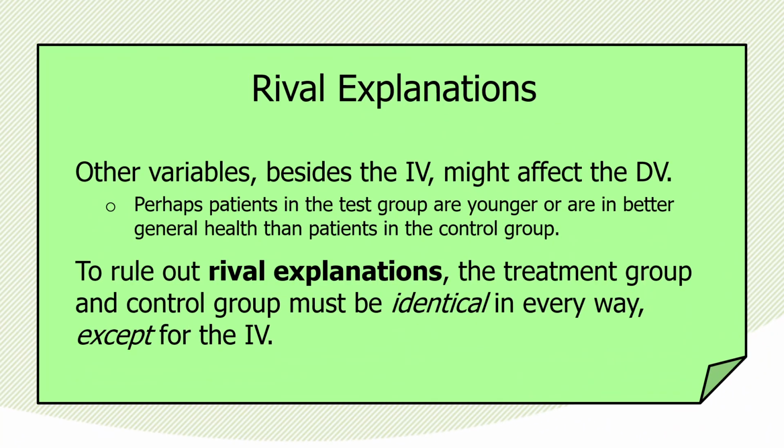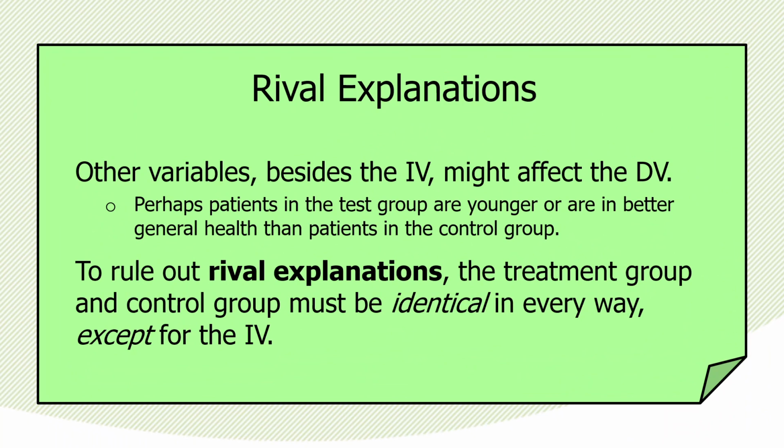Other variables besides the independent variable might affect the dependent variable. Consider these examples and this anecdote again. Perhaps patients in the test group, those that receive the surgery, are younger or in better general health than patients in the control group. So let's say the surgeon goes back and tries to reform his procedure, and he picks and chooses the patients who will receive the procedure and picks and chooses those who will not. Well, it may be that there will be what is called a compositional difference between the patients who receive one value of the independent variable and those who receive the other value of the independent variable, in this case, receive or do not receive the surgery.